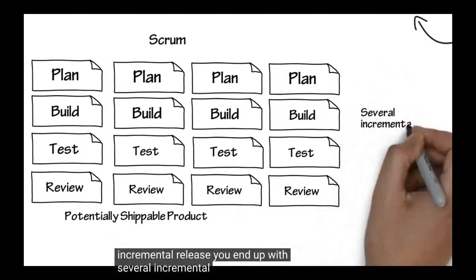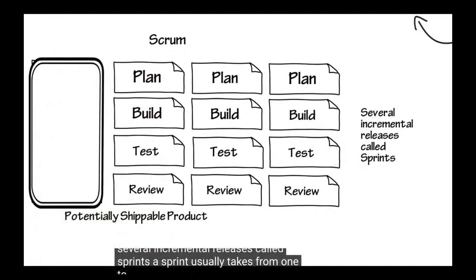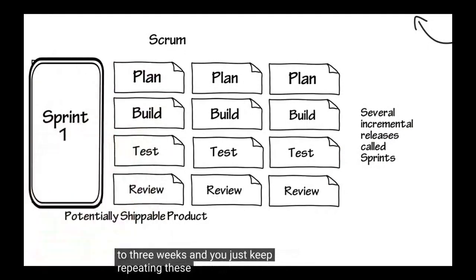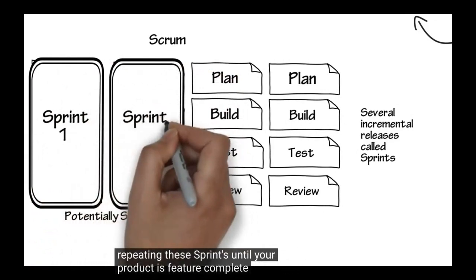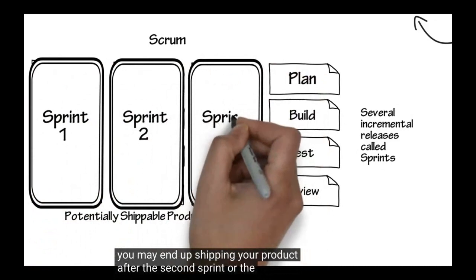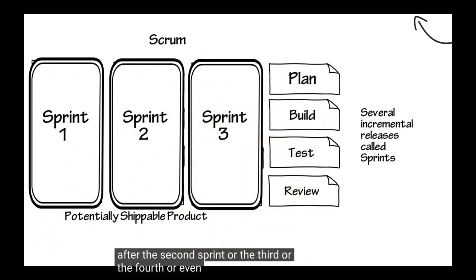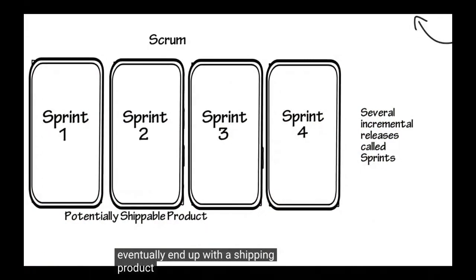Each time through the process, we're doing just enough planning to complete the next incremental release. You end up with several incremental releases called sprints. A sprint usually takes from 1 to 3 weeks, and you just keep repeating these sprints until your product is featured. Sometimes you may end up shipping your product after the second sprint, or the third, or the fourth, or even further. You eventually end up with a shipping product.